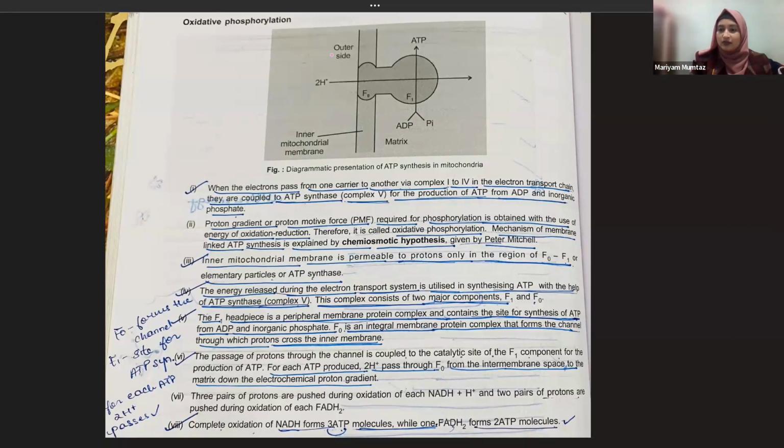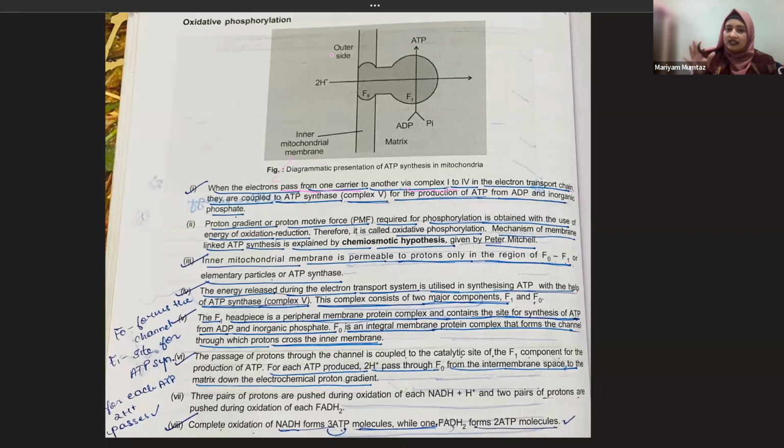Photosynthesis, chemiosmotic hypothesis. Remember? See, now what happens is that when the electrons pass from one carrier to another via the complex 1 to 4, electrons are transported to each and every carrier with the help of the complexes that are there. Now, this happens in the electron transport chain.